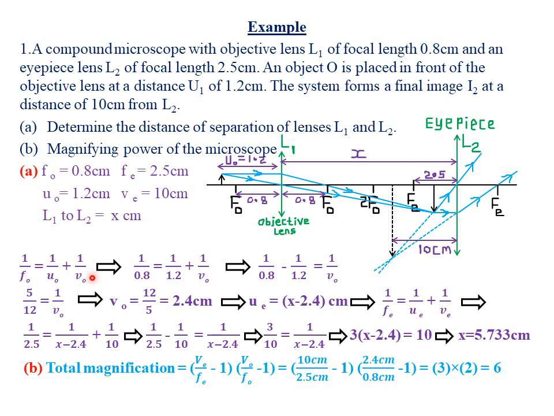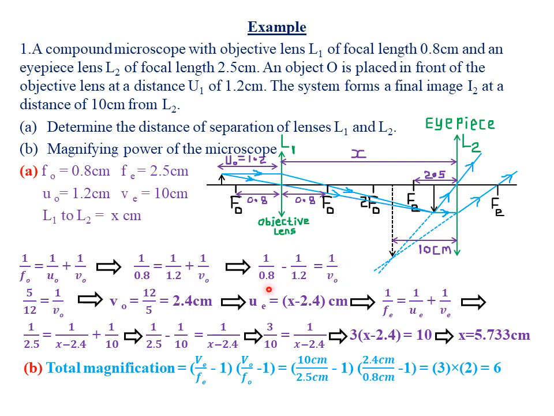So I'll just substitute the values so that I get the unknown. So 1 over f0 is 0.8 centimeters. So 1 over 0.8 centimeters is equal to 1 over u0, which is 1.2 centimeters, plus 1 over v0, of course, whereby v0 is simply the image distance of the objective lens. So I'll simply take 1 over 1.2 to the left hand side so that it becomes negative. So I'll have 1 over 0.8 minus 1 over 1.2 being equal to 1 over v0.